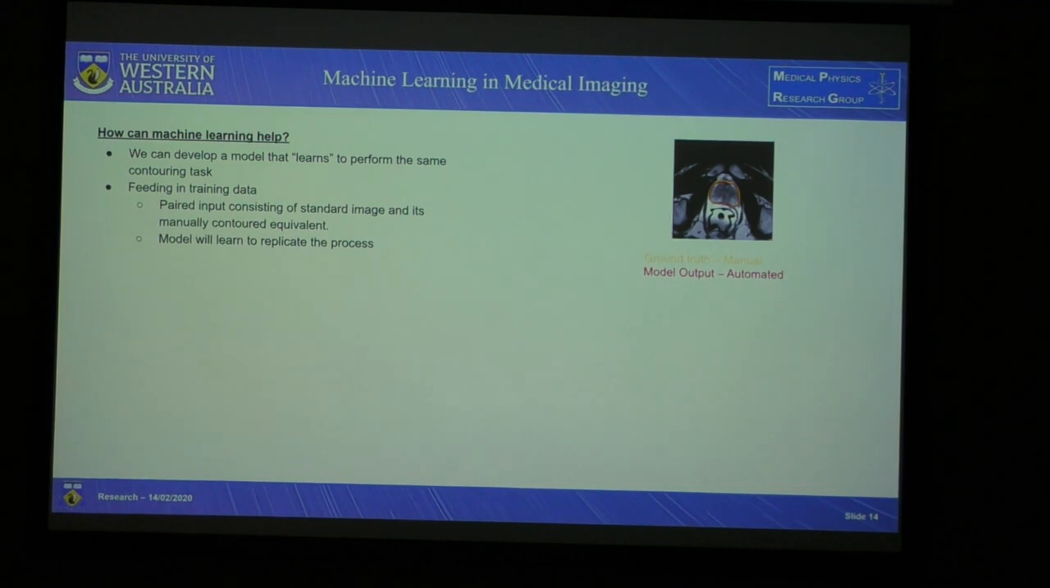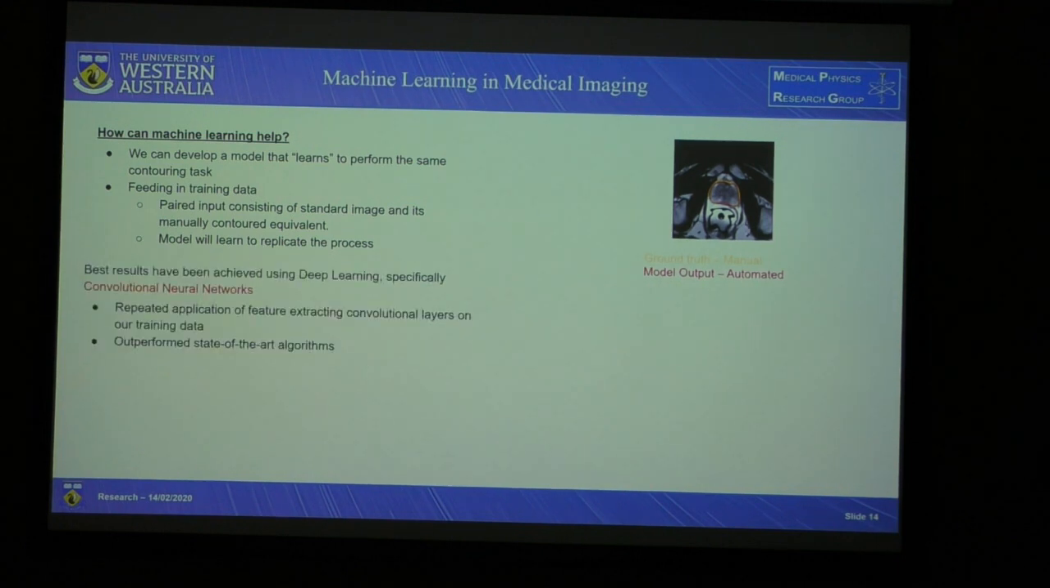Well, basically we can develop a model that learns to perform the same contouring task by feeding in training data, which will consist of a paired input consisting of a standard image and its manually contoured equivalent. And our model will learn to essentially replicate the process. And the best results have been achieved using what's called deep learning, specifically convolutional neural networks, which essentially just apply the repeated application of convolutional layers, which extract the salient features from the image. And this procedure has outperformed state-of-the-art algorithms in doing this.